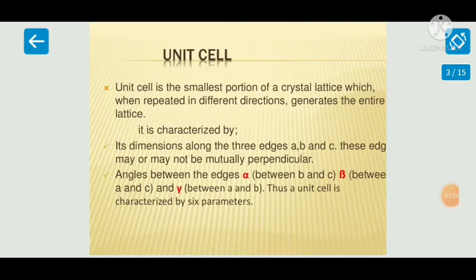Unit cell. A unit cell is the smallest portion of the crystal system which, when repeated in different directions, generates the entire lattice. It is characterized by its dimensions along the three edges A, B, C. These edges may or may not be mutually perpendicular. The angles between the edges are alpha between B and C, beta between A and C, and gamma between A and B. Thus, a unit cell is characterized by six parameters.